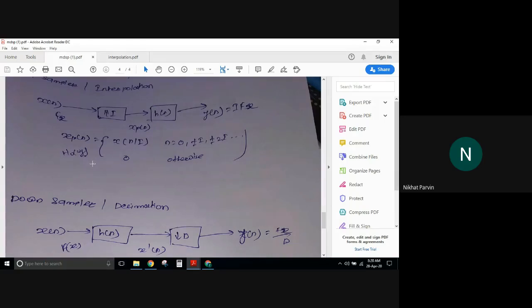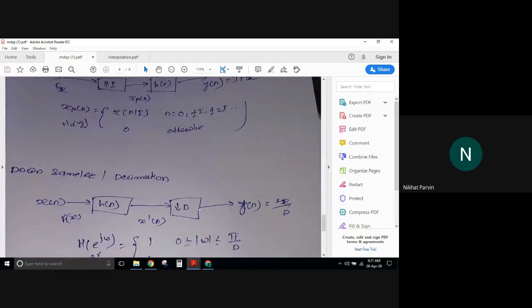The function which has to be performed by that low pass filter varies when we keep it at the output of interpolation and at the input of decimation. I will elaborate on imaging and aliasing when I talk in detail about interpolation and decimation. Now the next, the third topic.